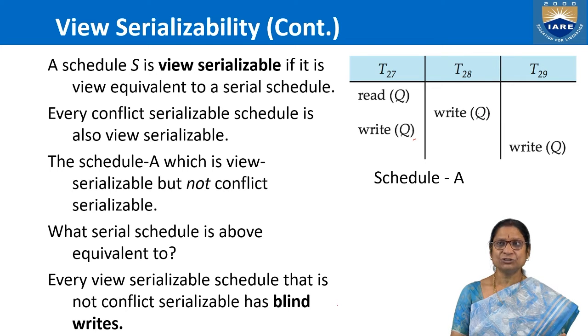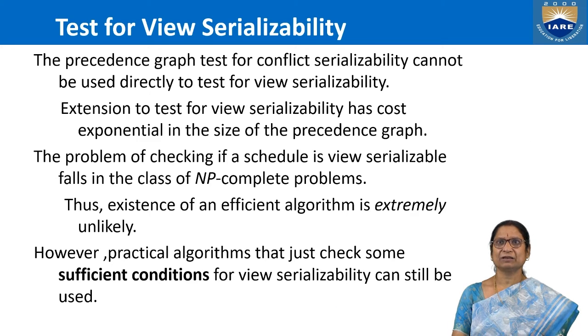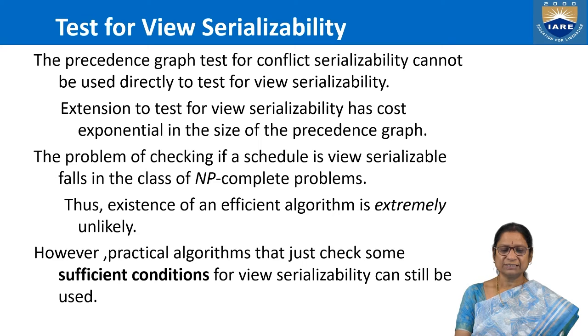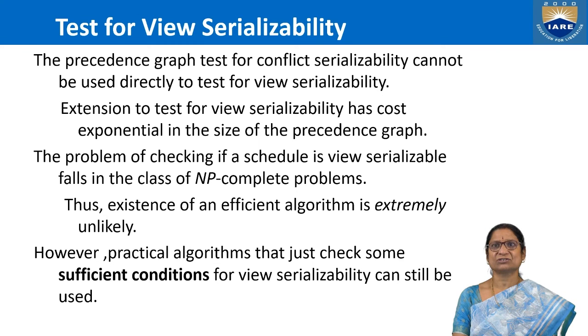So what is the conclusion? A view serializable schedule may or may not be conflict serializable, but a conflict serializable schedule is a view serializable schedule. Since a view serializable schedule is only sometimes conflict serializable, the precedence graph cannot be used. That's why testing view serializability has a cost exponential in the size of the precedence graph.